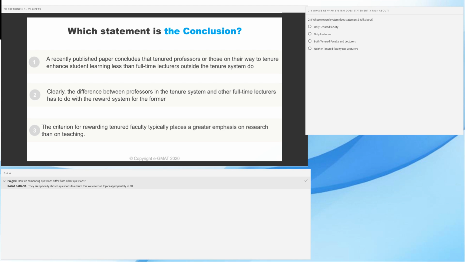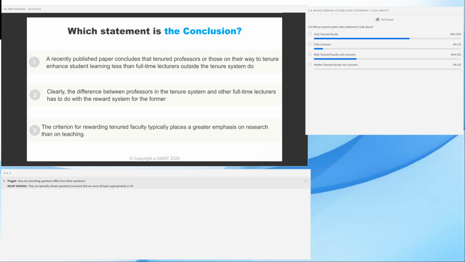I have 30 answers, 37, 38, 40, 45, and upwards of 50 answers. That's wonderful. Let's broadcast results. You can see 65% of these are correct, who chose just tenured faculty. But 30% of you chose both of them, and about 6% of you chose just lecturers.